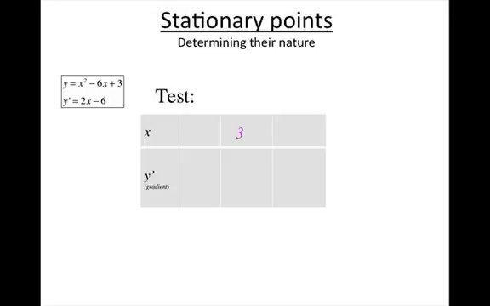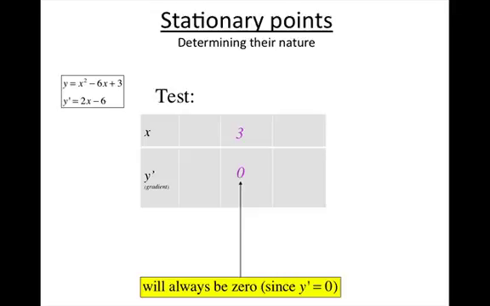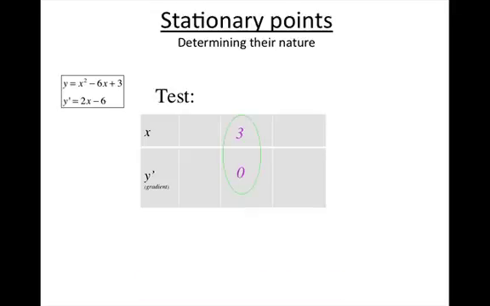So we know when x was 3, which is the stationary point's x value, that y dash was 0. And when we test like this, that middle point, the y dash will always be 0, since it's a stationary point. We're using the x value of the stationary point, so the y dash will always be 0. And so, when we sketch it manually underneath, a 0 gradient is just going to be a horizontal line. And now we want to test just on either side of that stationary point. We want to see what the gradient is doing on either side of it.